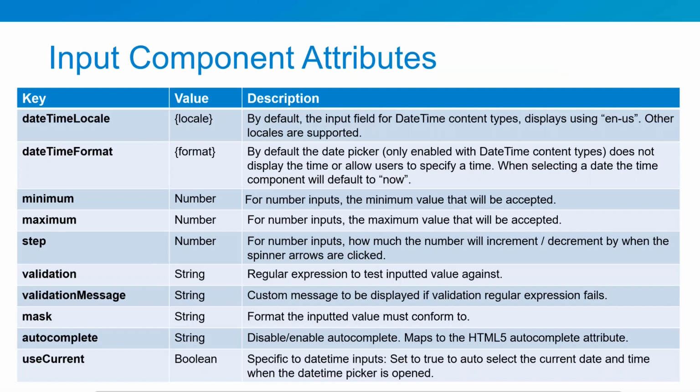This is a list of the input component attributes that currently exist within Boomi Flow. In the activity that follows, we'll be taking a look at using an attribute of the key mask to create a phone number input component.